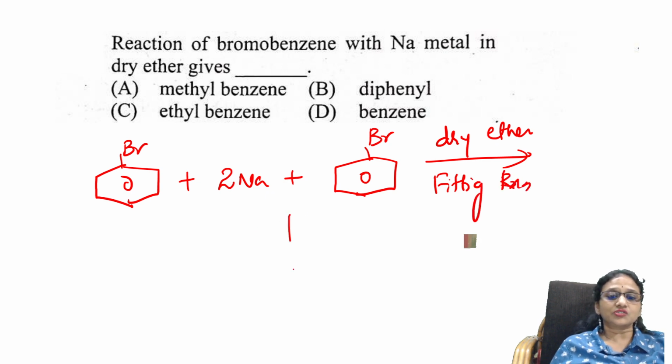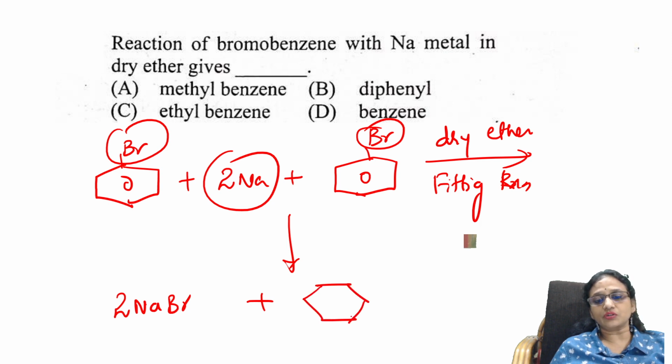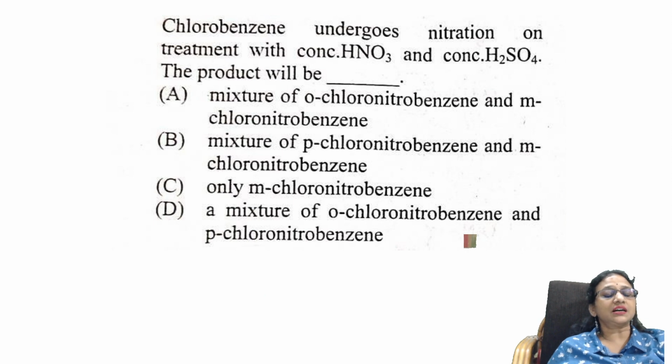What will come? So you will be getting 2 NaBr, this one is out, and you will be getting biphenyl. Two rings you are going to join. Biphenyl, or diphenyl rather. Sorry, diphenyl. Diphenyl is what we are preparing. So mark the correct thing. Diphenyl. Easy. Next question. Chlorobenzene undergoes nitration on treatment with concentrated nitric acid and sulfuric acid.